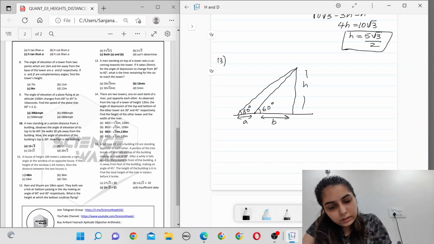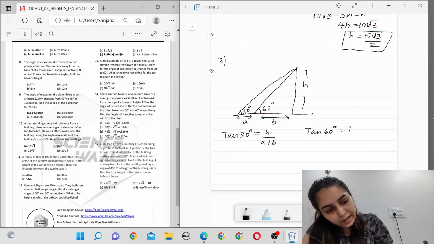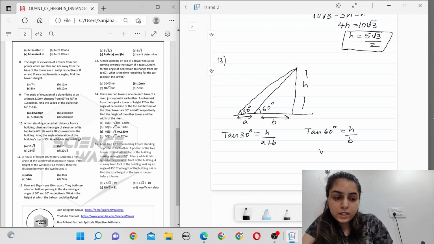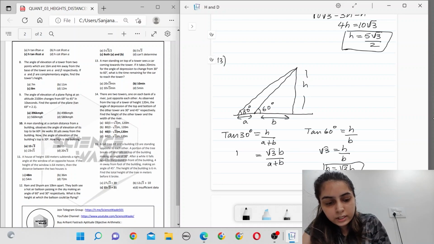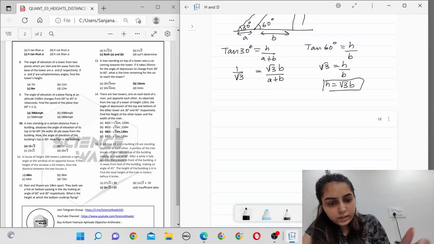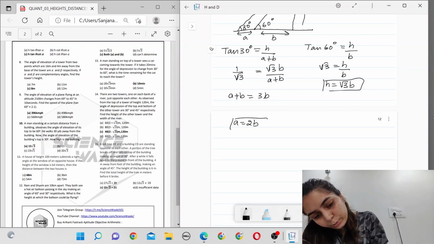So tan 30 is equal to h by a plus b, and tan 60 will be h by b. Tan 60 is root 3, which is equal to h by b. So h is equal to root 3b. So if we apply the same thing over here, root 3b by a plus b is equal to tan 30, which is 1 by root 3. So a plus b is equal to 3b. a is equal to 2b.